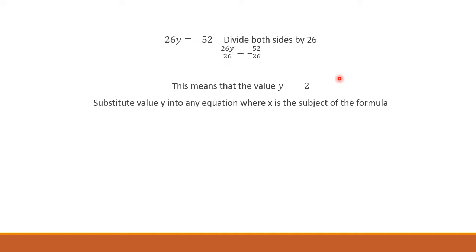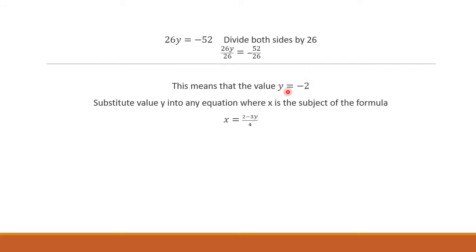So now we have the value of y. So let us substitute the value of y into any equation where x is the subject of the formula. So let us take one equation, which is actually equation 2, x is equal to (2 - 3y)/4. But don't always make it as a rule that you must always take equation 2. You can take any equation.